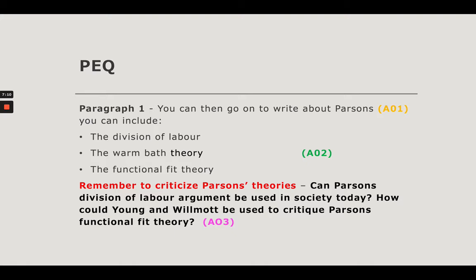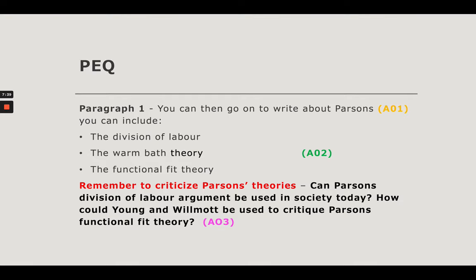the warm bath theory, where he argues that the family provides emotional support and releases stress. And then the functional fit theory, where he talks about how the nuclear family fits the needs of industrial society, and how the extended family fits the needs of pre-industrial society. You must remember to criticise Parsons' theories.